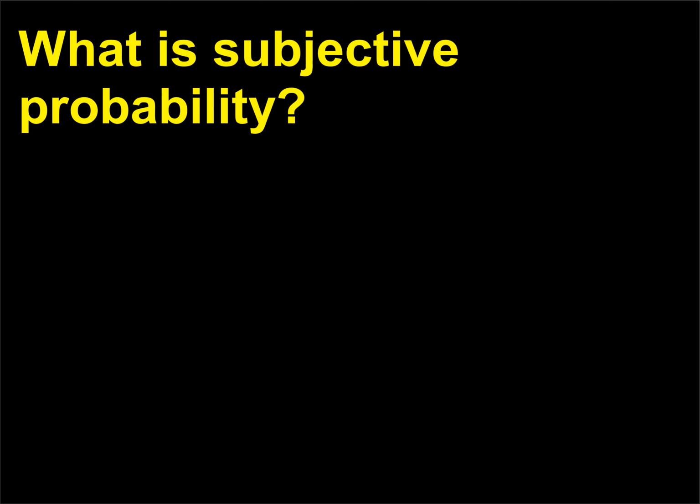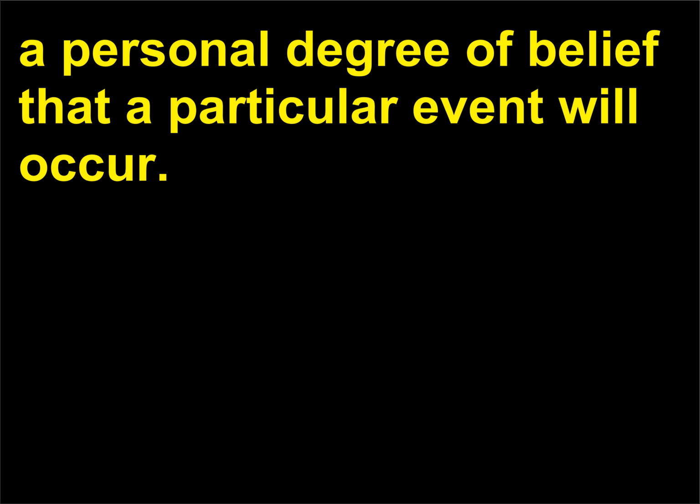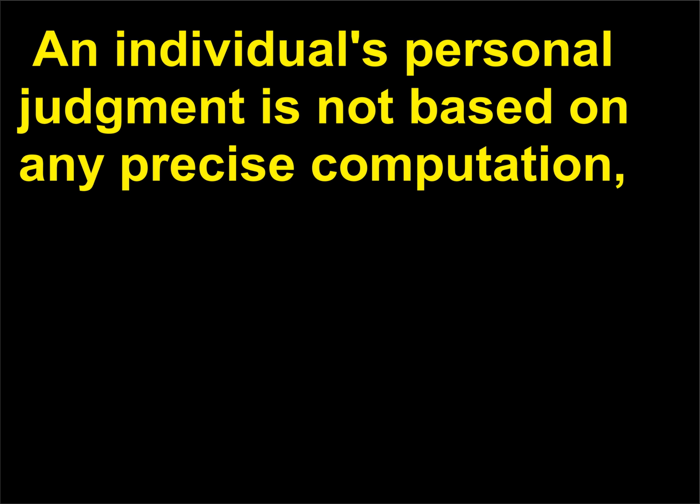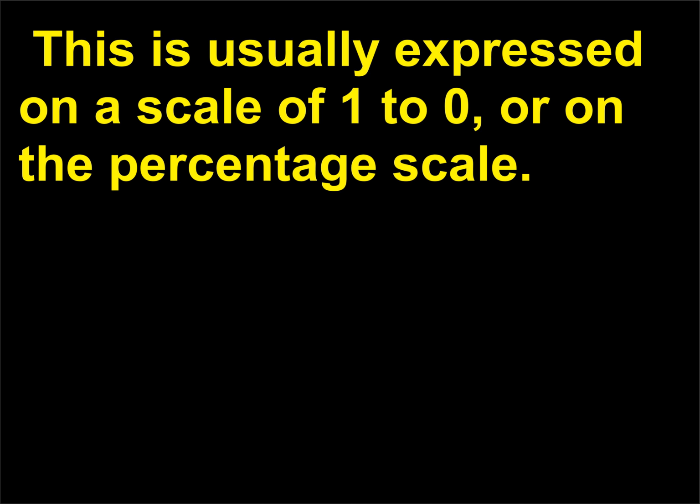What is subjective probability? As the word implies, a subjective probability is thought of as a personal degree of belief that a particular event will occur. An individual's personal judgment is not based on any precise computation, but is most often a reasonable assessment of what will happen by a knowledgeable person. This is usually expressed on a scale of 1 to 0, or on the percentage scale.